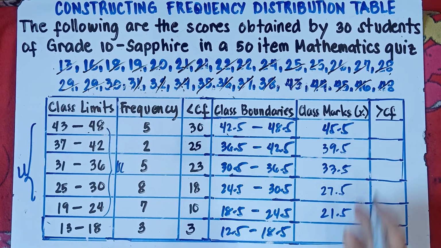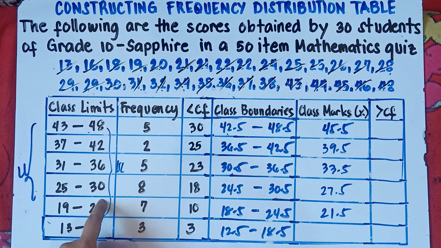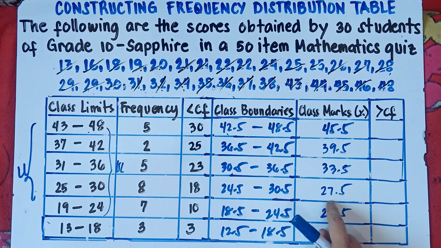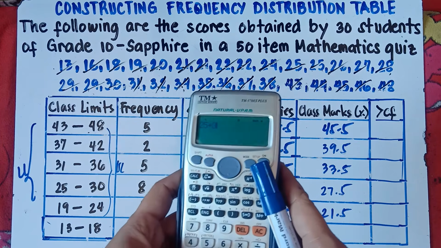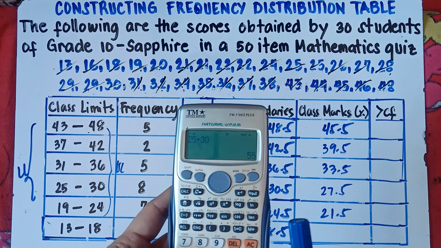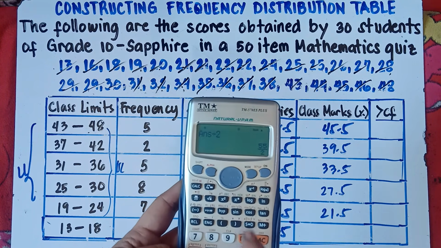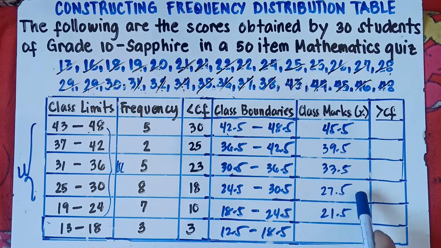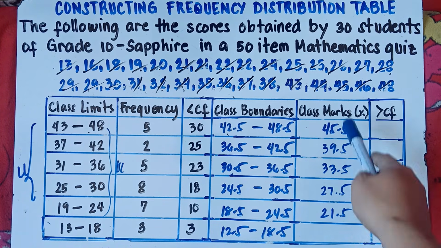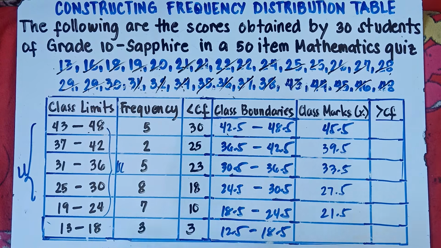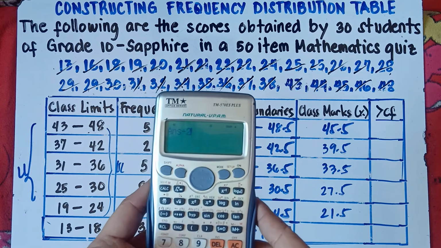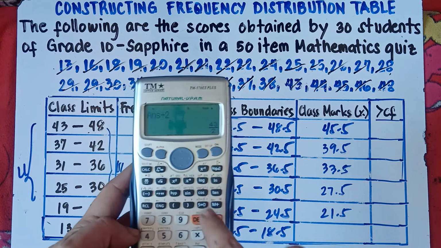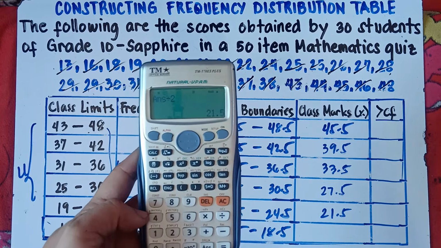So for class marks, class, as you can see, we have the pattern, but if you're confused with the pattern, go ahead, class. You add, then divide by 2. So let's check if we get 27.5. 25 plus 30 equals 55, divide 2. That would be 27.5. Same answer, class. Okay, you have the pattern minus 6. 19 plus 24. Then divide by 2. Our answer is 21.5. Let's check. That would be 21.5.